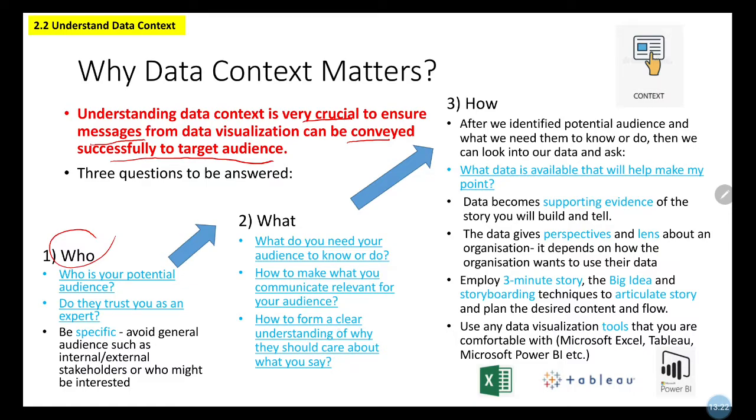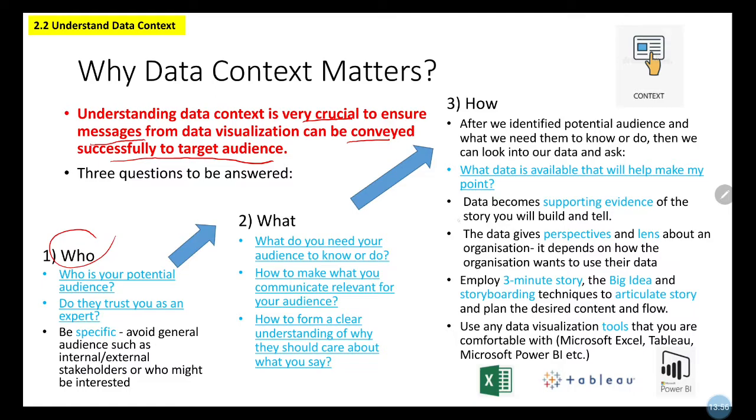Because from the raw data, with your knowledge, with your wise thinking and wise judgment, you have to have the ability to provide a very clear understanding, a very clear visualization, so that the information can be conveyed to the right target audience, and they can appreciate the information that you are showing in your visuals. So the third question is how.